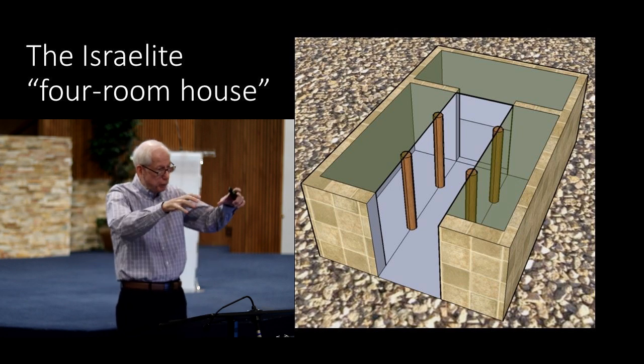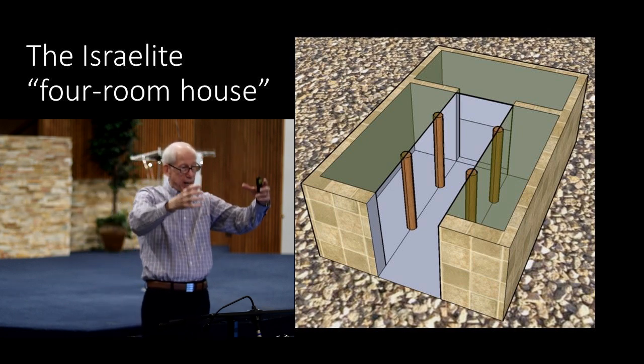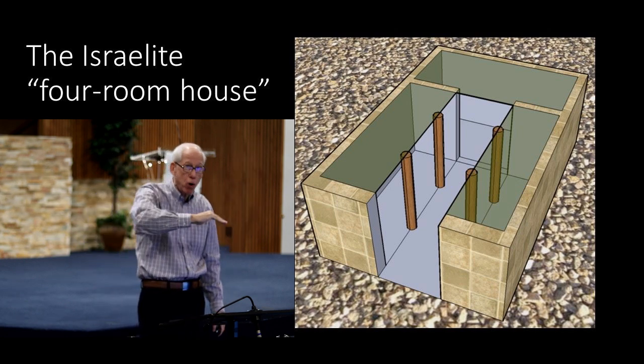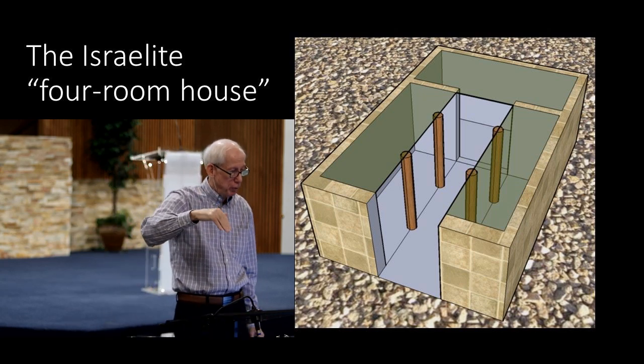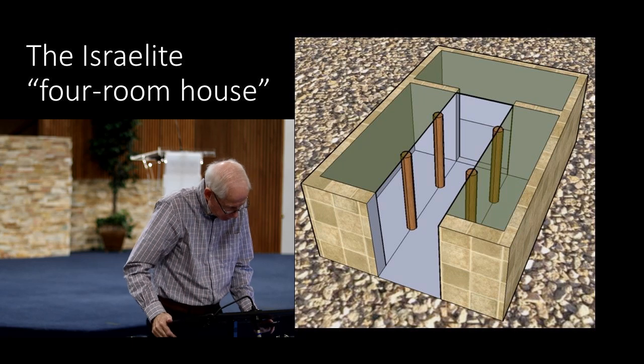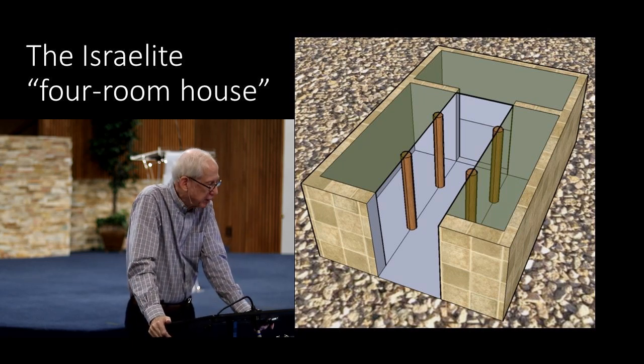This is that. Now you could build on top of that. You can have, like the back, have another story on it. But this is the architecture of the four-room house that was known, is associated with Israelites. So you have that there.